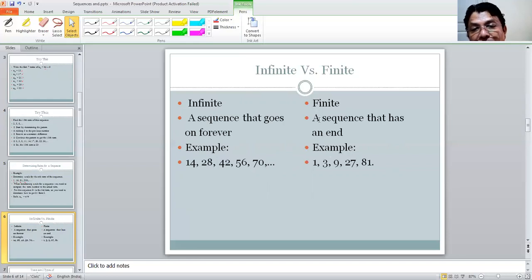Then finite: a sequence that has an end. For example, 1, 3, 9, 27, and 81. See, it ends over here. It has exactly 5 terms. So that's the reason this is called a finite sequence.